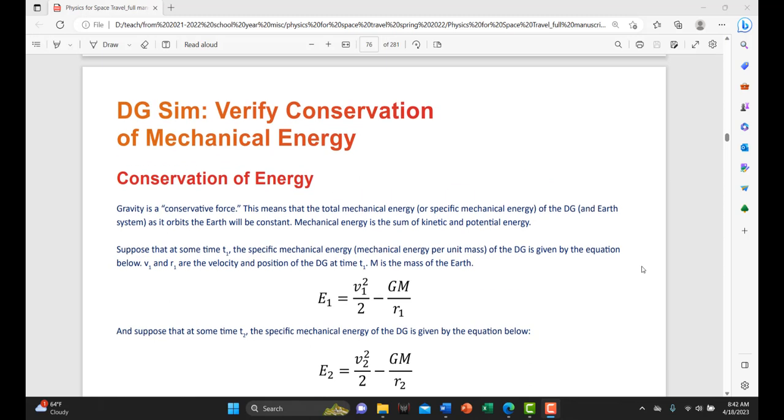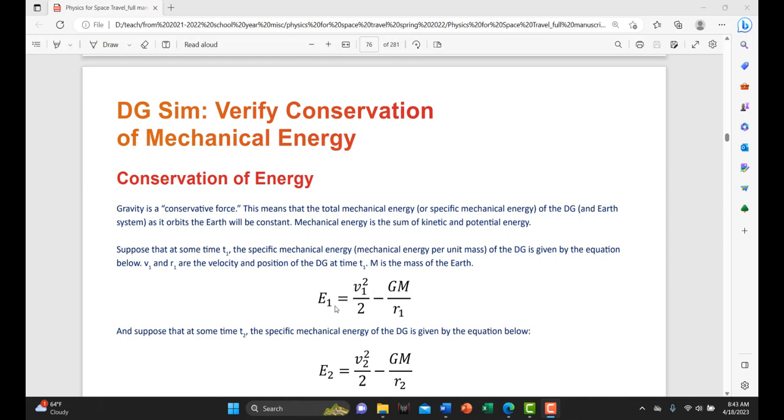Okay, page 76 of the book, verify conservation of mechanical energy. Gravity is a conservative force. This means that the total mechanical energy, or specific mechanical energy, of the DG as it orbits the Earth will be constant. Mechanical energy is the sum of kinetic and potential energy. Previously, I showed you that the energy equation is 1/2 mv squared minus GMm over r1. If we divide both sides by the mass of whatever's flying, in this case the Delta Glider, that equation turns out to be this.